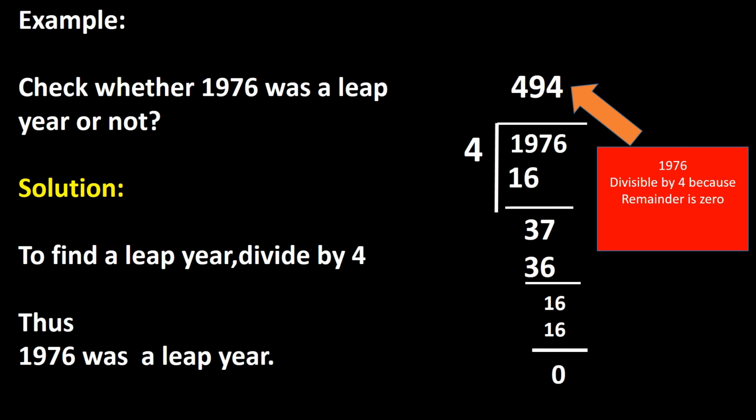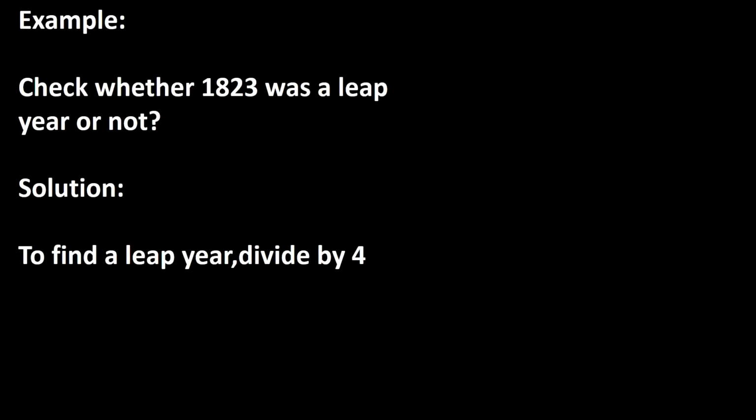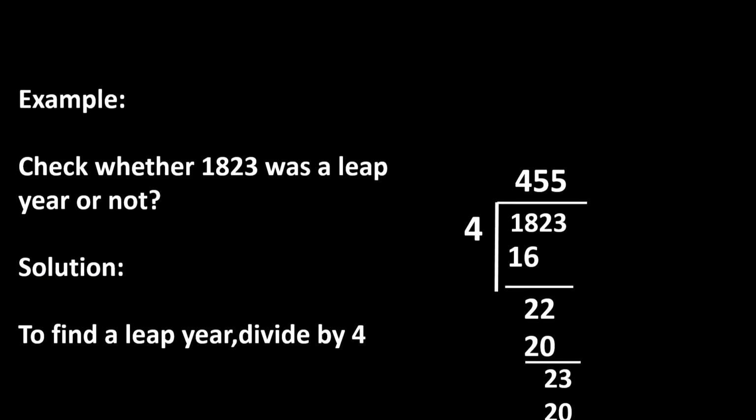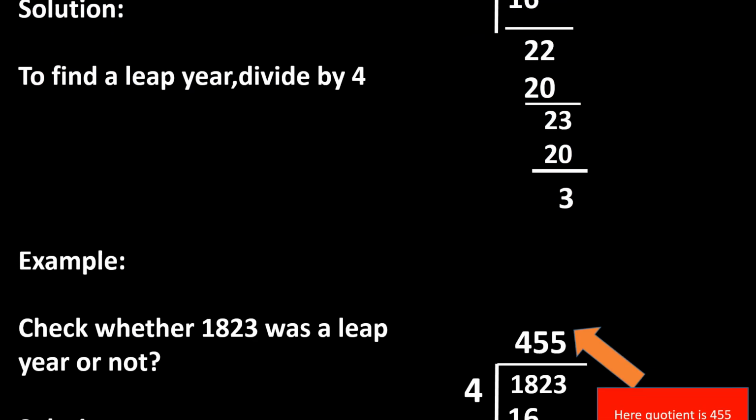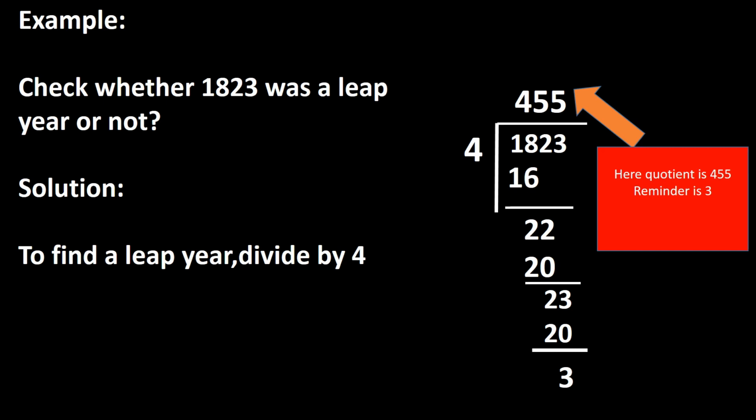Next we can learn another example for better understanding. That is, check whether 1823 was a leap year or not. By dividing 1823 by 4, here 4 is the divisor and 1823 is the dividend. We have learned how to divide, and by simplifying we get 455 as the quotient and 3 as the remainder. So in this example, since we have got a remainder, it will come in a decimal point if we do more simplification. So this is not divisible by 4.